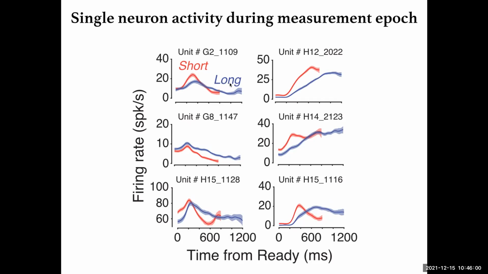But what you can already observe is that the patterns of activity of these neurons seem to be related if you compare the short and the long condition. Specifically, it seems like the pattern of activity in the long condition is simply a rescaled version of the pattern of activity in the short condition.